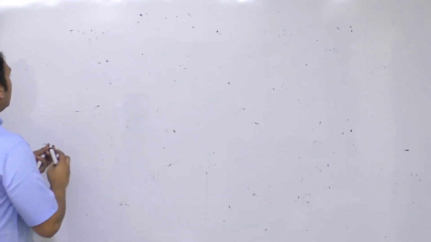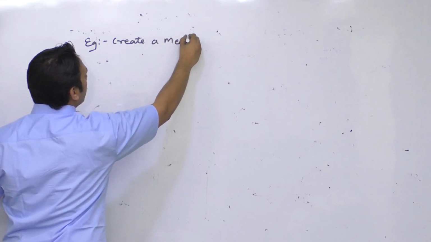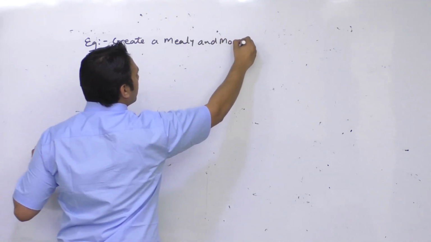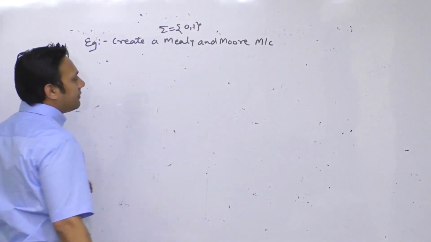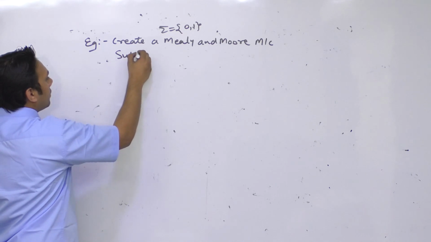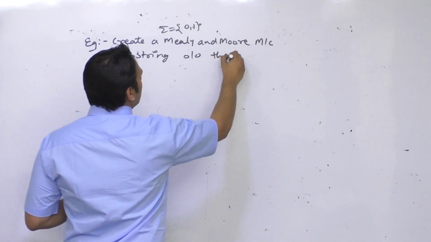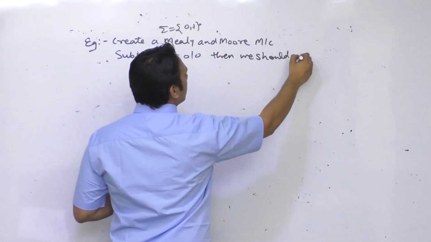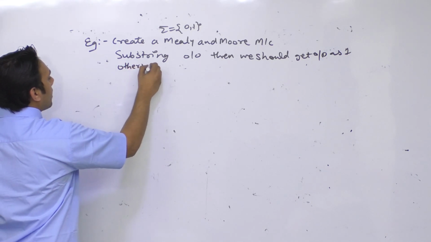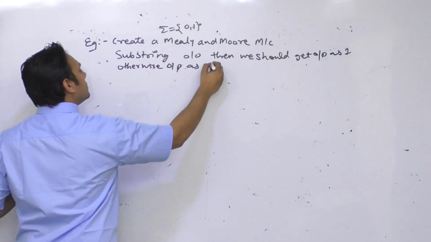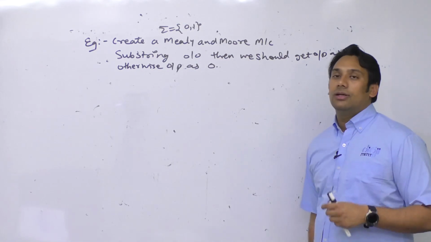Example, let us suppose, create a Mealy and Moore machine. If you have summation equal to {0, 1}, and any string has a substring 0, 1, 0, then we should get an output 1, otherwise output 0.